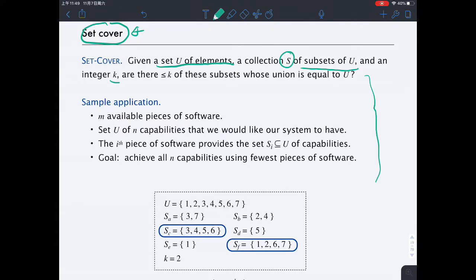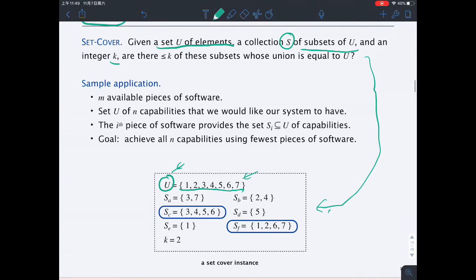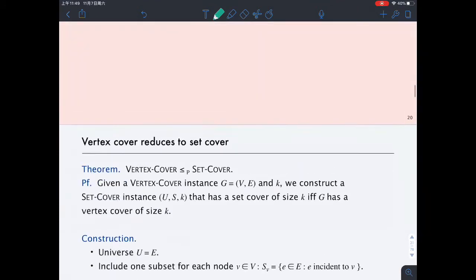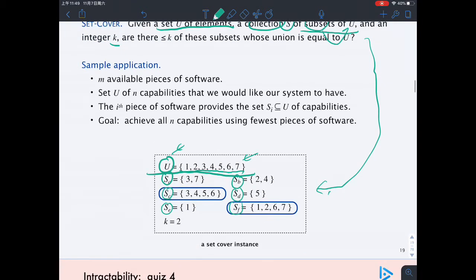It's a bit abstract, so let's look into an example, right? In this example, there's a universe set. This universe set is a pretty giant set, and in this example it has 7 elements. These are really just the total number of elements we ever care about in this particular instance of set cover. And this is the universe, and then we would have a collection of subsets of U. So A, B, C, D, E, F are all subsets of U. Basically I have multiple subsets of U.